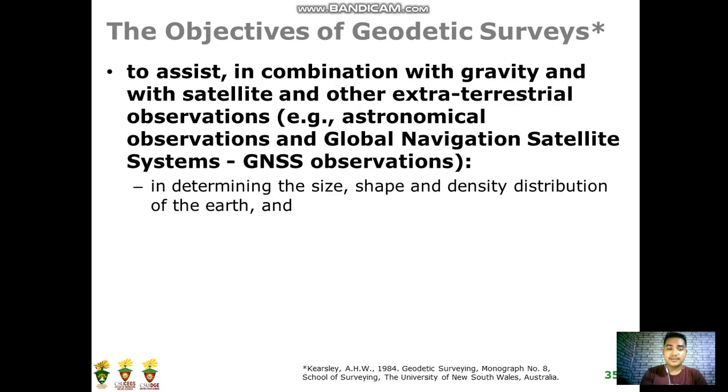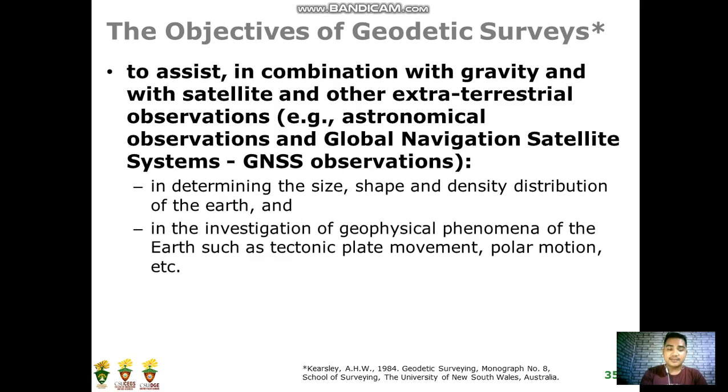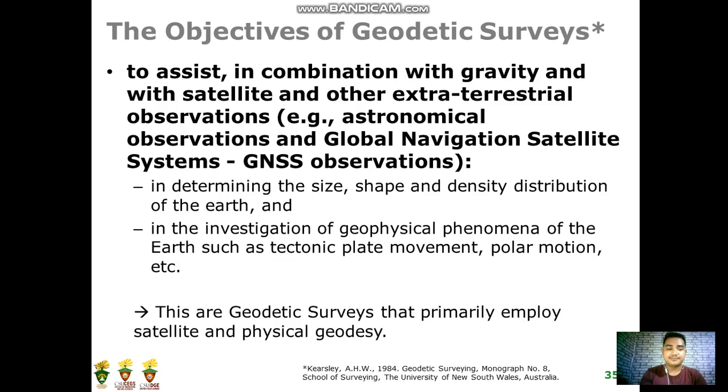So, in determining the size and shape and density distribution of the Earth and in investigation of geophysical phenomena of the Earth such as tectonic plate movement, polar motion, etc. It's because these phenomena need precise measurement. Of course, tectonic plate movement is very small in measurement, but it can be detected. It's because geodetic surveys have higher order accuracy.